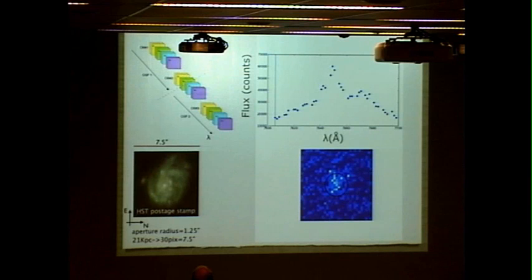And this is a movie for one of these galaxies, and it's the one here where we have the HST postage stamp, where you can see, while you scan the wavelength, the H alpha popping in, and the nitrogen 2 as well.